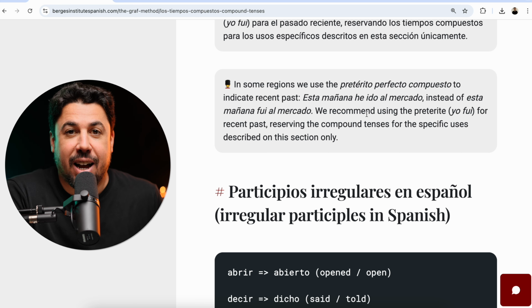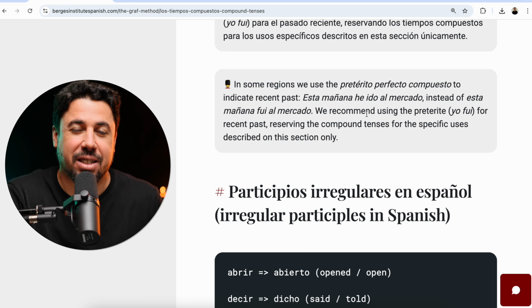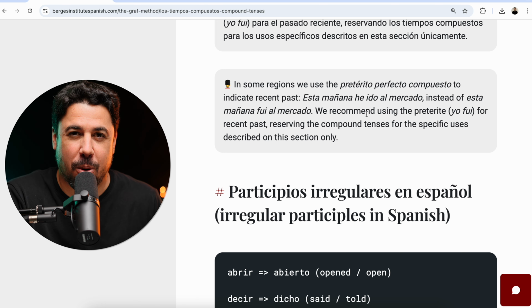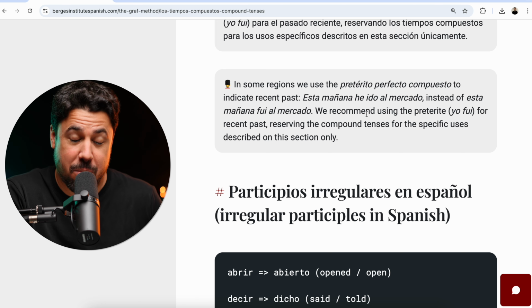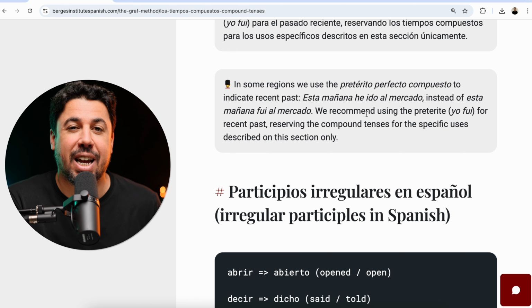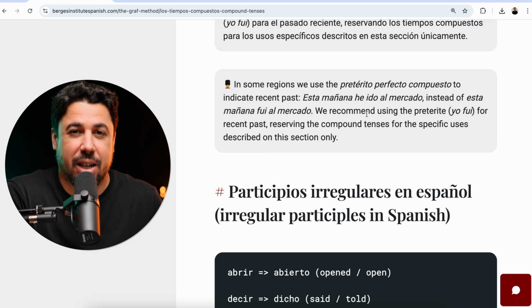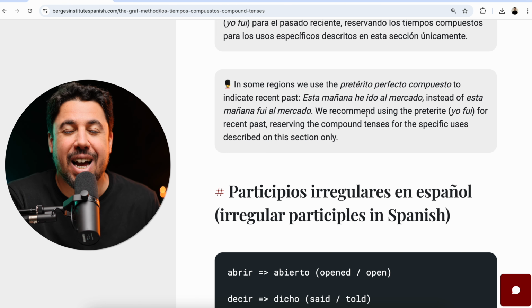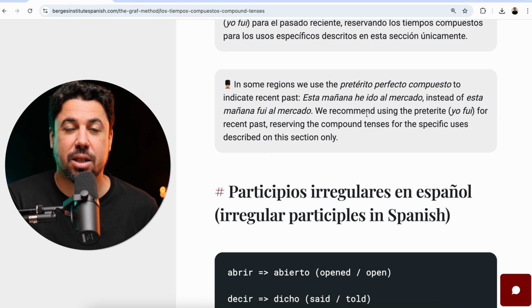I am from Madrid, so I actually do this, but I recommend people not to do it because it doesn't really make sense. If this morning I went to the supermarket, that's an isolated thing in the past. And even though in Madrid and in some regions of Spain, but not all, only in some regions, we would say this morning I have gone to the supermarket. In most places in Latin America and in some places in Spain, people would say, this morning I went to the supermarket. Esta mañana yo fui al supermercado. And that makes more sense because it's an isolated thing in the past. Even though it's recent past, it doesn't matter. So let's reserve these compound tenses for these uses.